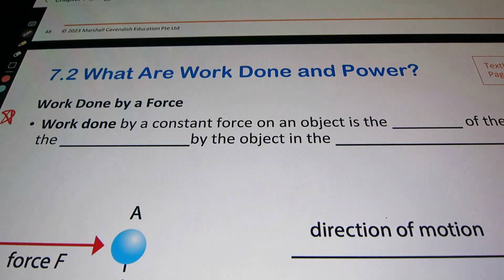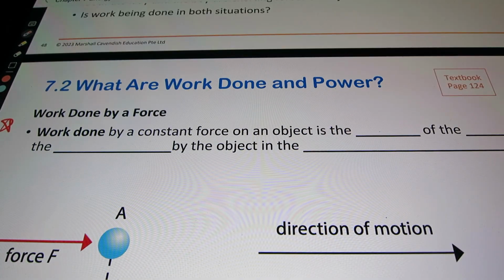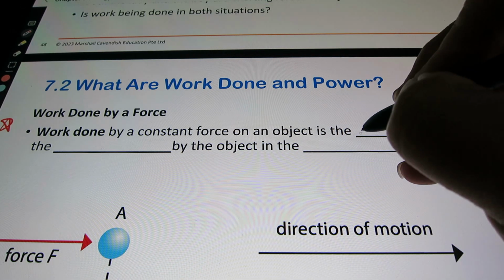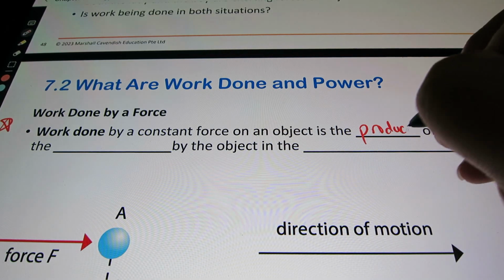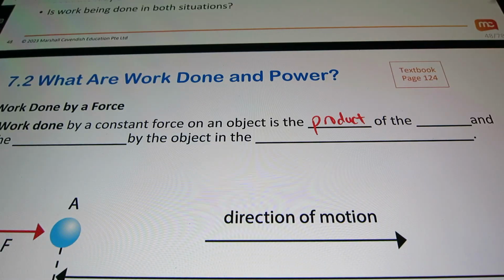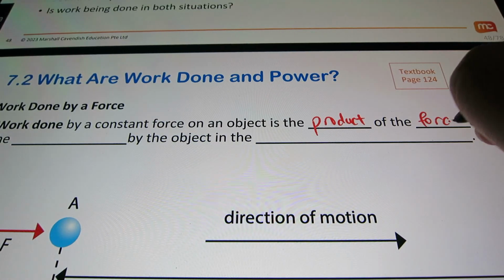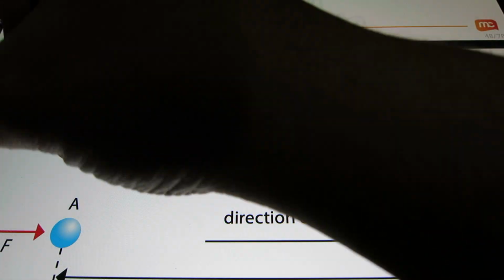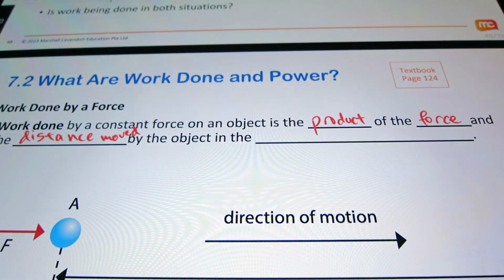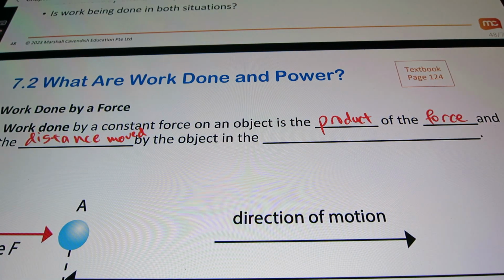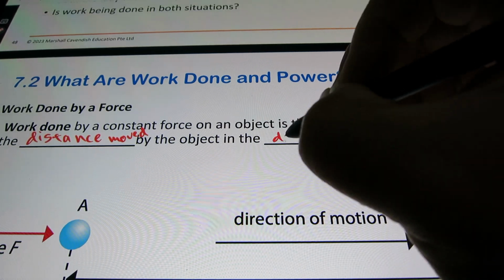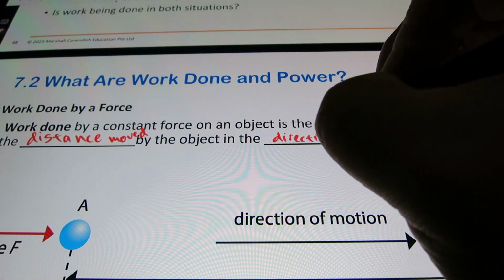So let me define what work is. Work done by a constant force acting on an object is the product, which means I multiply the force and the distance moved by the object, and this distance moved must be in the direction of the force.